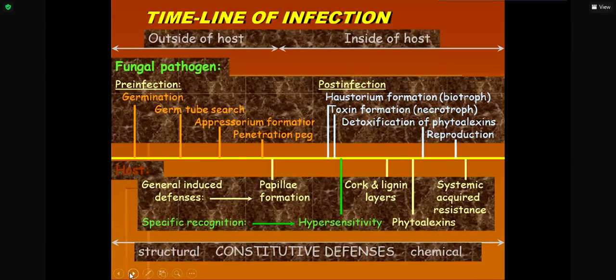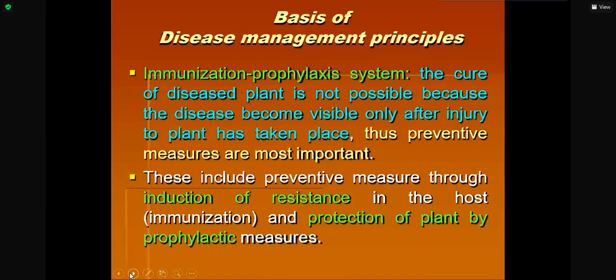So we have to think about how we can manage the plant disease when the plant is infected with the pathogen. How can we manage? There are mainly two systems, immunization and prophylaxis. The cure of a diseased plant is not possible because the disease becomes visible only after injury to the plant has taken place. So when we see that the plant is diseased, the damage has already occurred inside the plant. We see the symptoms after infection, not before infection. When we see symptoms, the plant is already damaged to a certain extent.